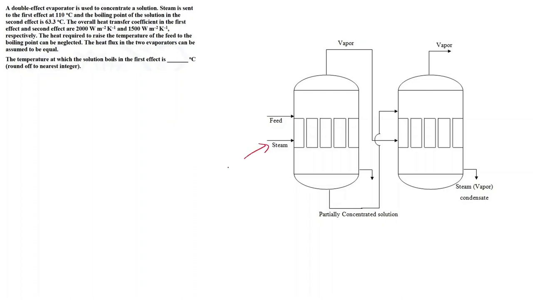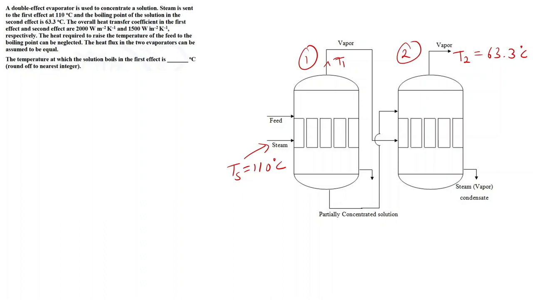So I can write this Ts as 110 degrees Celsius, and the boiling point of the solution in the second effect is 63.3 degrees Celsius. This is my first effect evaporator, this is my second evaporator, and since the boiling point is 63.3 degrees Celsius, the vapor will leave at the boiling point. Let's consider the outlet of each evaporator. Here it will be T1 and here it is T2. T2 we have been given as 63.3 degrees Celsius.